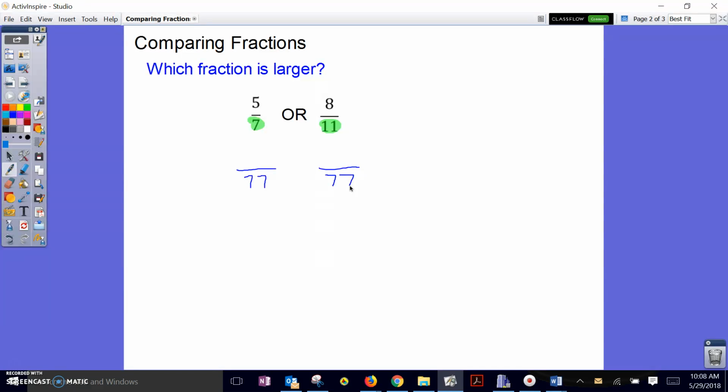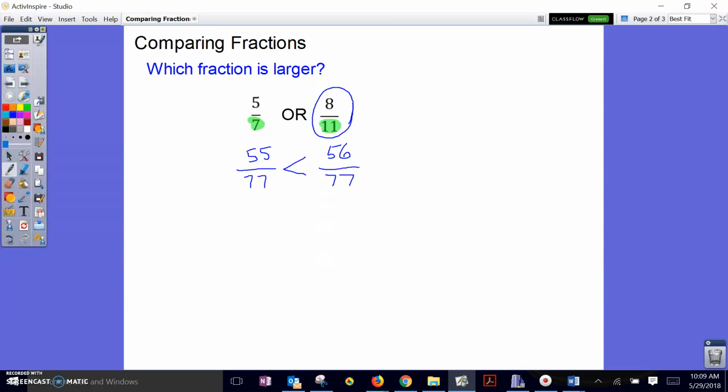So in order to get to the new common denominator for the first fraction, we multiplied the denominator by 11. So we're going to multiply the numerator by 11 as well. And in order to get to the common denominator in the second fraction, we multiplied the denominator by 7. So we're going to multiply the numerator by 7. 7 times 8 gives us 56. So which one of these is bigger? Well, 56 is bigger than 55, and so 8/11 is the bigger of these two fractions.